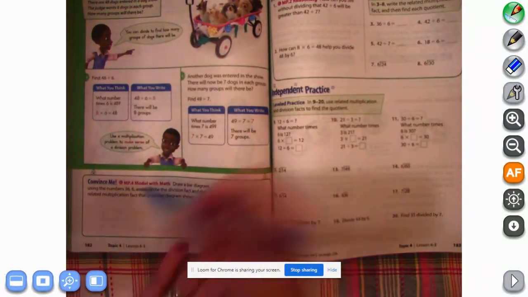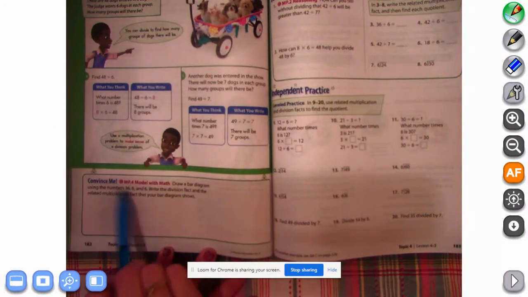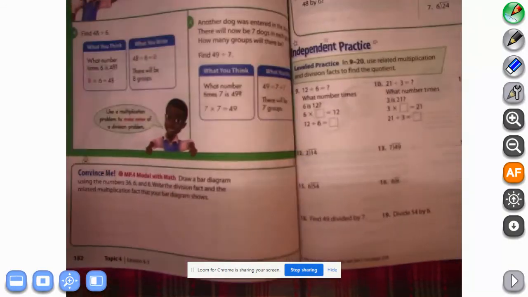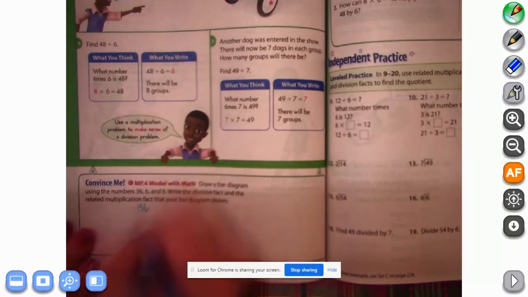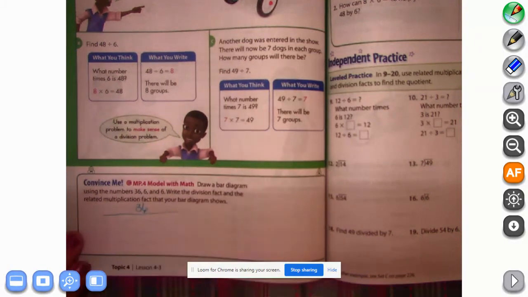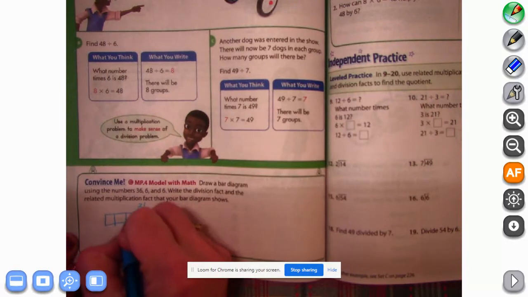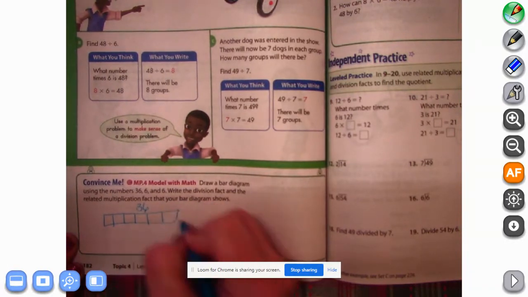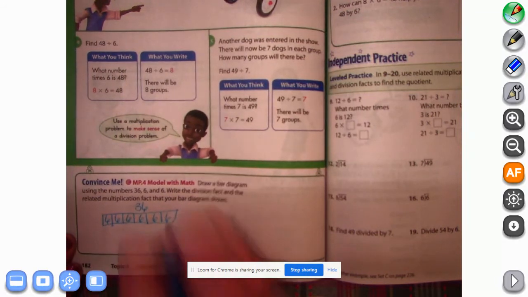Okay, so if we go to "Convince Me": draw a bar diagram using the numbers 36, 6, and 6. Write the division fact and the related multiplication fact that your bar diagram shows. Okay, so we need a bar diagram. 36 is the total. I have 6 boxes: 1, 2, 3, 4, 5, 6. And there are 6 in each box, like that.